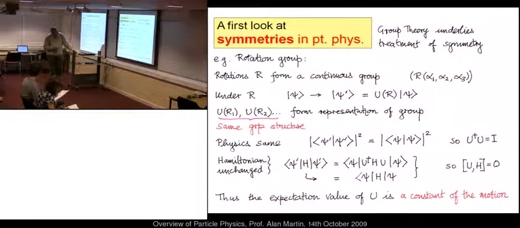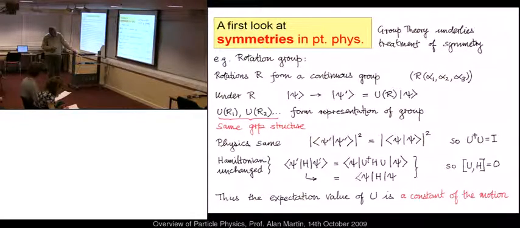Now, under the rotation, the state vector of the system undergoes a transformation to a new state vector, which is given by this operator here on the original state vector. Now, these operations here themselves form the same group structure as the original rotation. So we say they form a representation of the group.